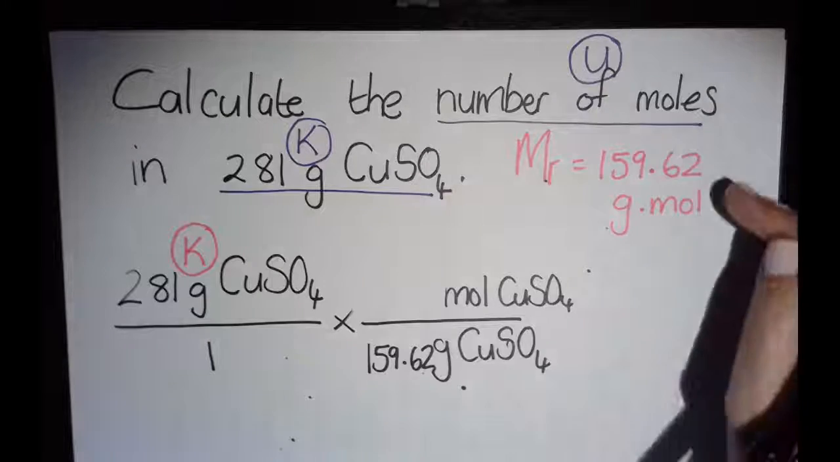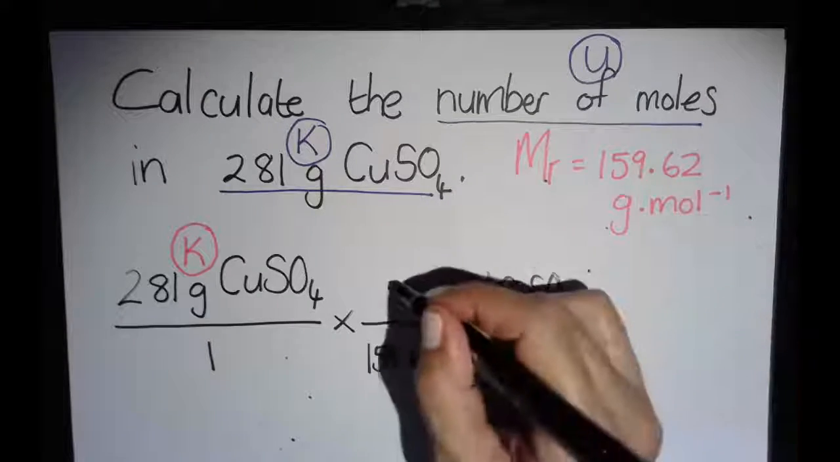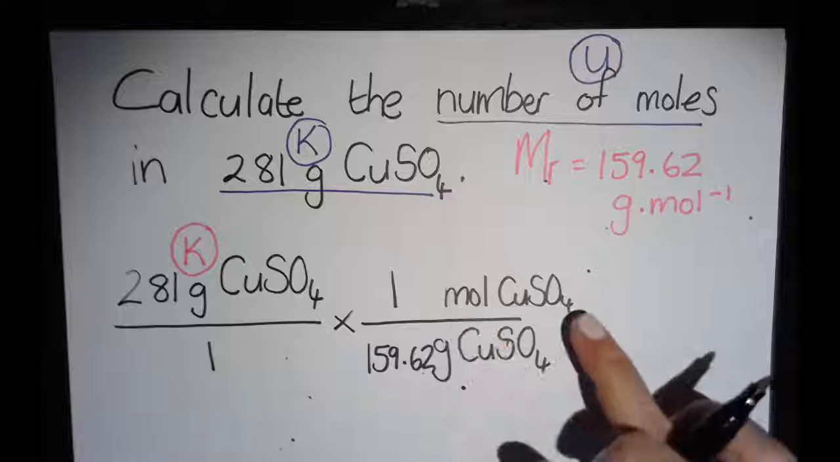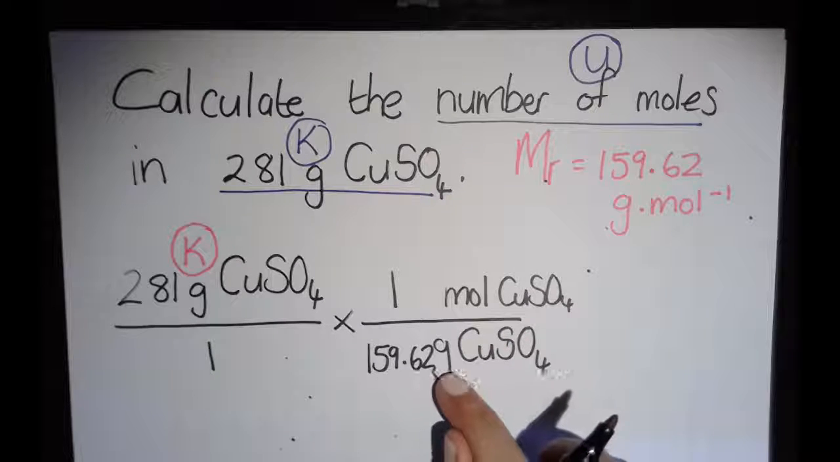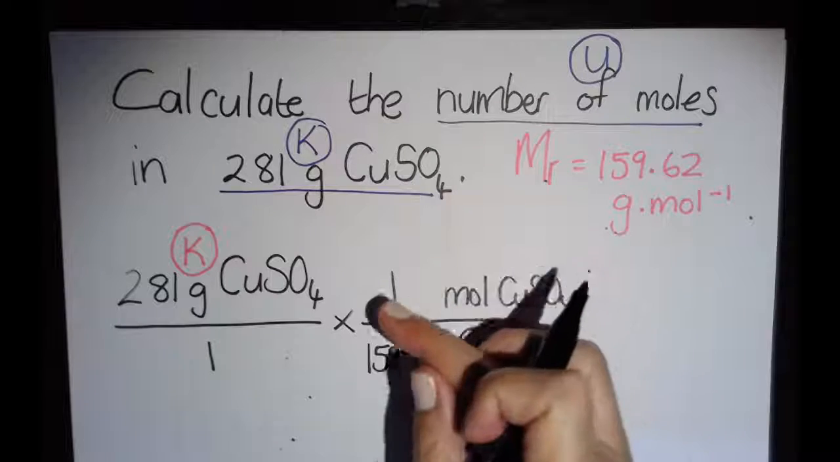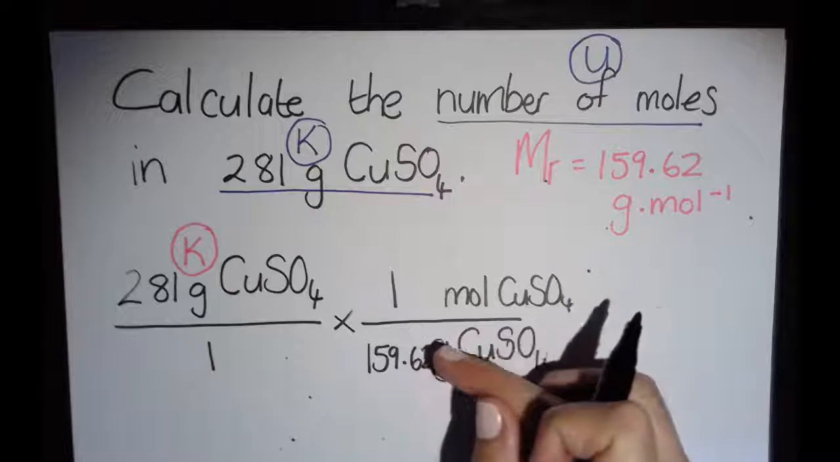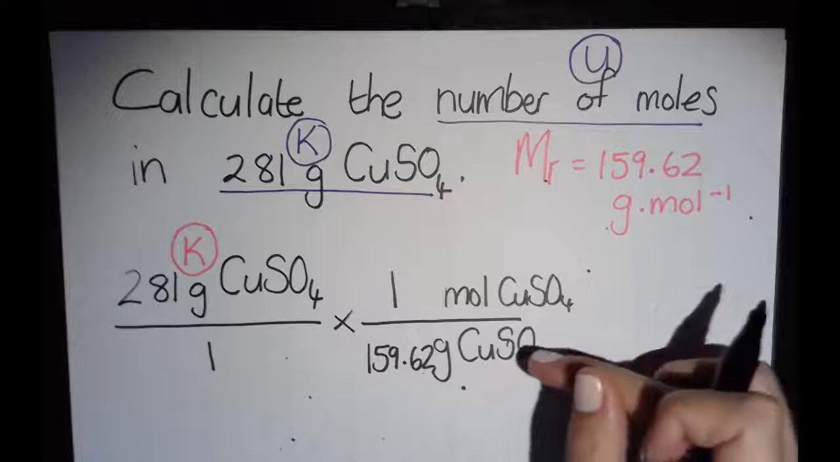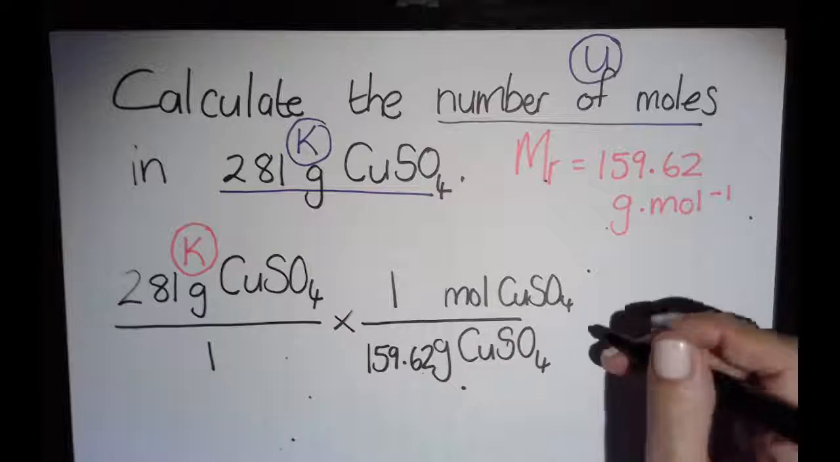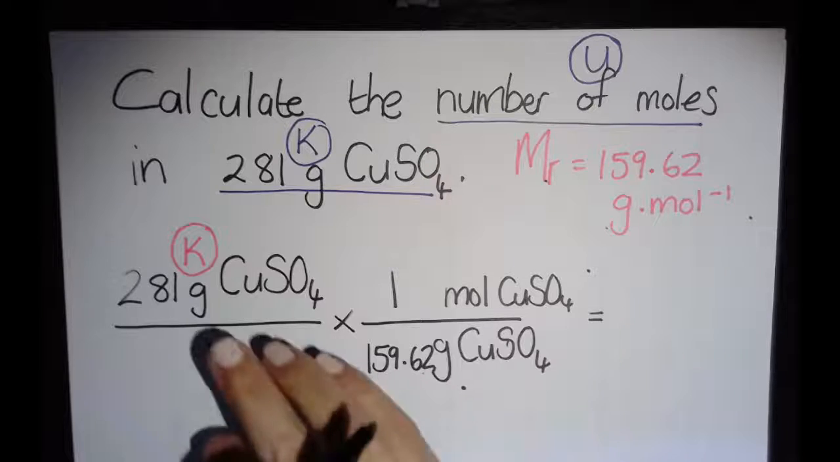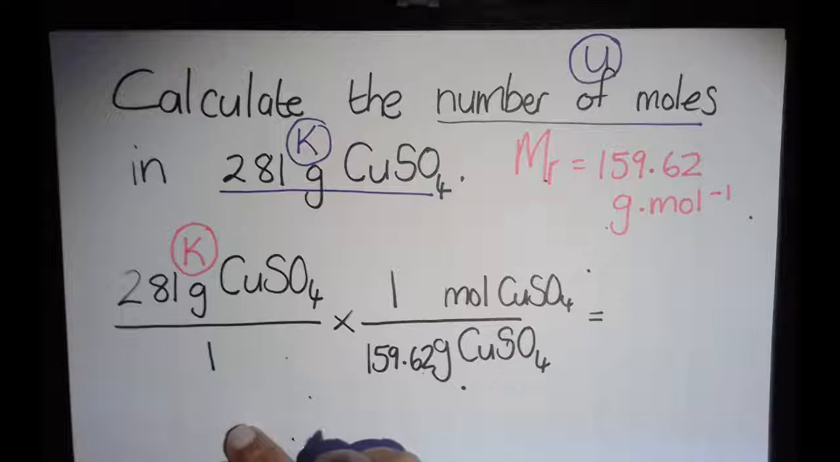So according to my molar mass, 1 mole of copper sulfate has a mass of 159.62 grams. By writing this fraction correctly, I would be able to use this to convert 281 grams of copper sulfate and find out how many moles that is. You simply put this into your calculator as a fraction if you want to, but you don't have to.